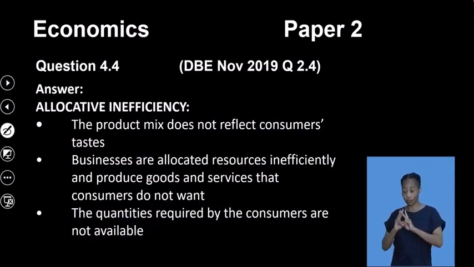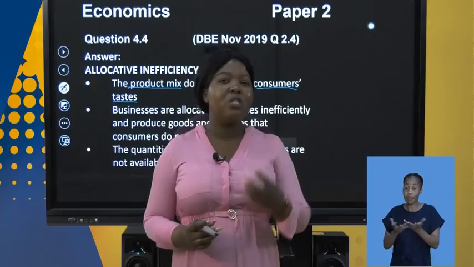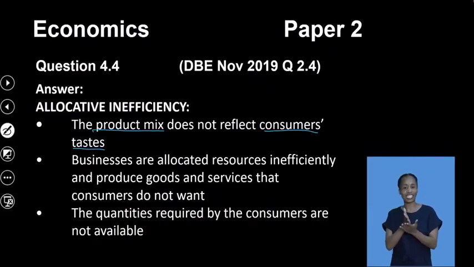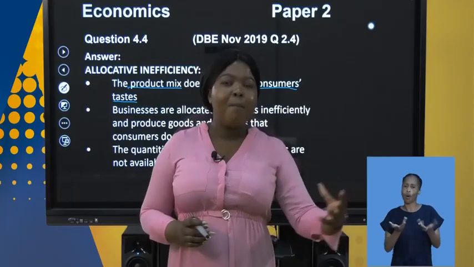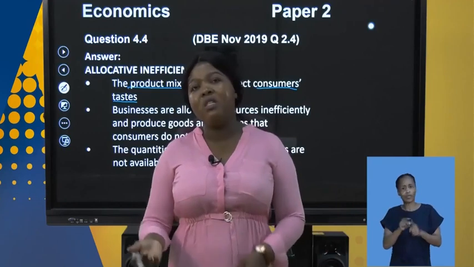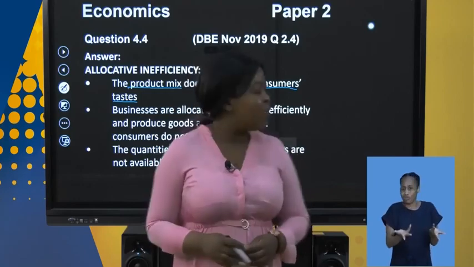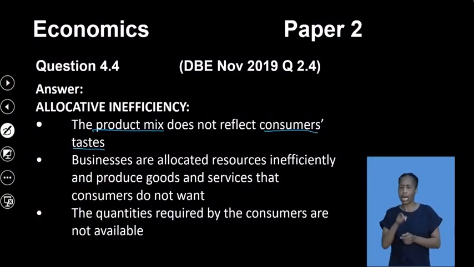Now let's go look at allocative inefficiency. When we speak of allocative inefficiency, it is when the product mix does not reflect consumers' tastes or what consumers desire, or the product mix does not meet the demand of consumers. For example, let's say the people in a particular economy desire more of product A, but we are supplying them with more of product B. The people are demanding, let's say, schools, and maybe we provide them with stadiums. That is allocative inefficiency. We are not allocating the product that meets consumers' tastes and preferences.